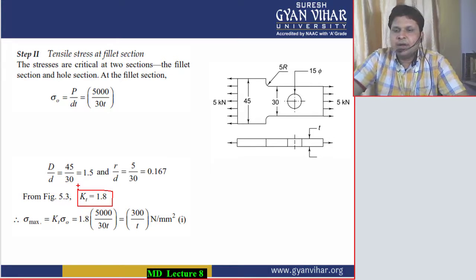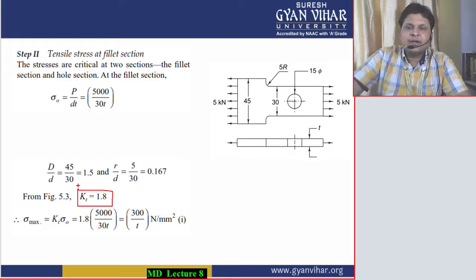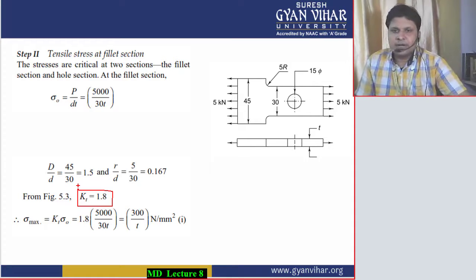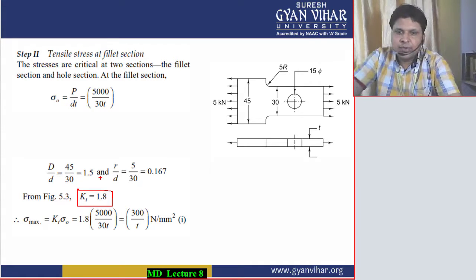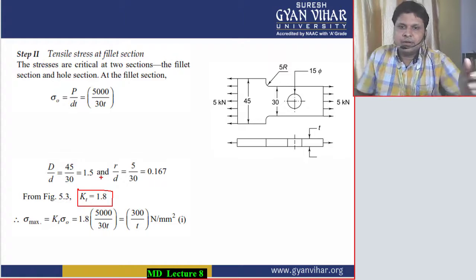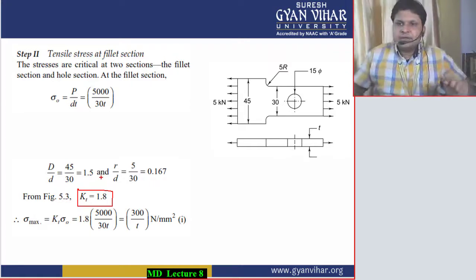Now these graphs you generally get in the machine design data book. In the machine design data book, in the particular topic of stress concentration, you will get different graphs, which I have shown you. These different graphs have to be used for calculating the value of KT. You can see these graphs in the machine design data book.